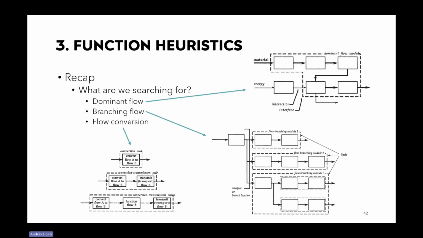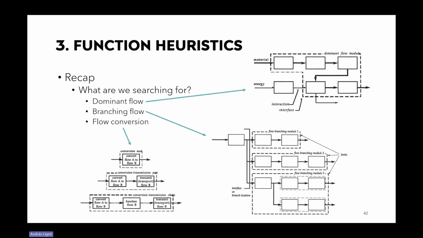So first we mapped the flow map, or we mapped the different kind of flows that we had in the system, and we were searching for these three patterns. So if we have a dominant flow, when you have a flow without any breakages, or if we have a branching flow with flow branches which are parallel to each other, and we were also looking for flow conversions. So if one type of flow is converted to another one, these were the three patterns that we were searching for. And in the next slide, I'll show you the map that we have made.